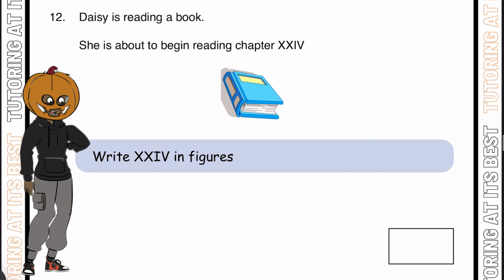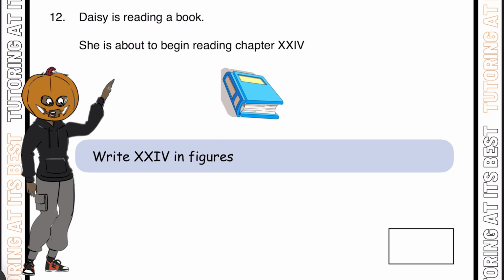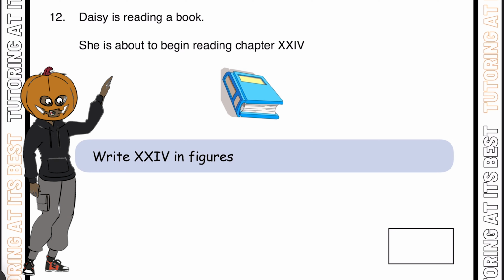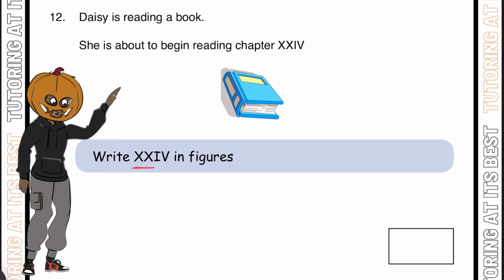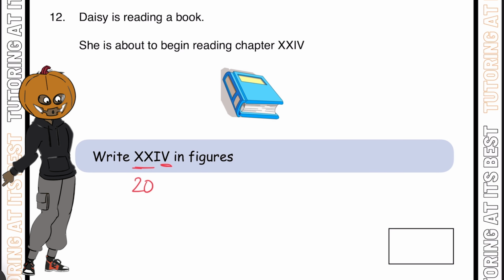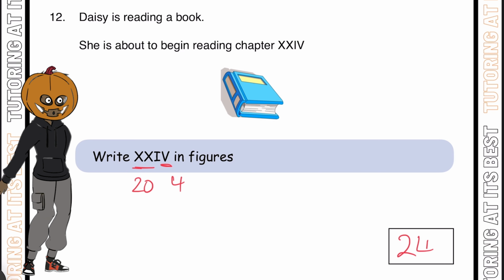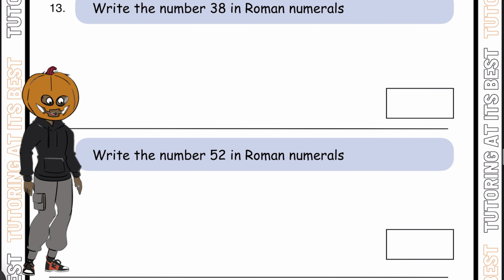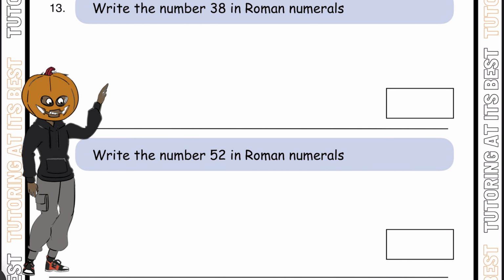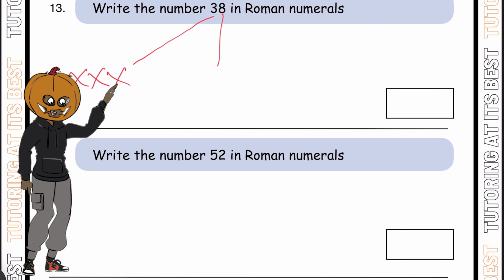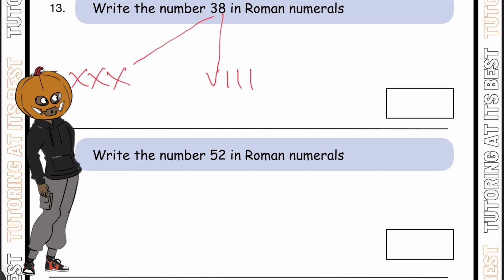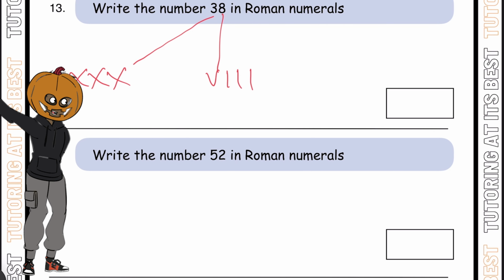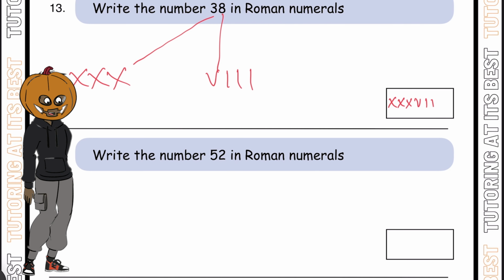Okay, Daisy is reading a book and she is about to begin reading chapter XXIV. So what would that be in figures? Well, again, we know that's going to be 20 and we know IV is going to be 4. So we know that's 24. And write the number 38 in Roman numerals. So let's go for 30, which is 3 Xs. And we'll go for 8, which is VIII. And we can put that all together. The box may be small, but there we are.